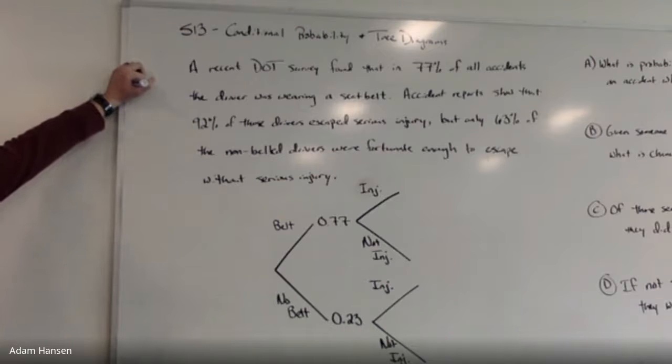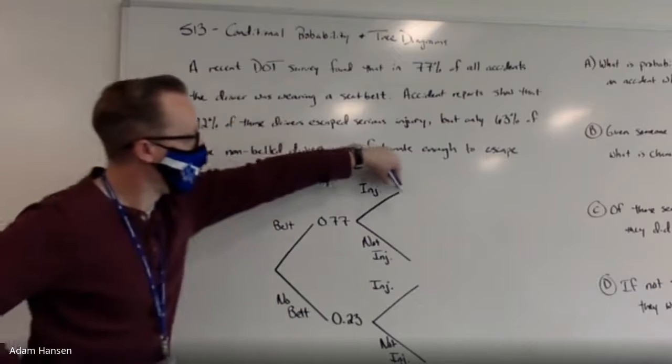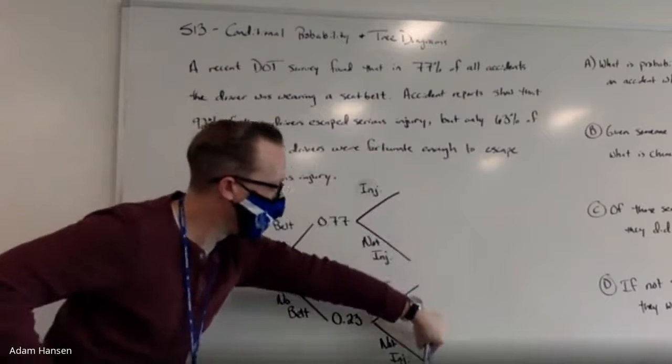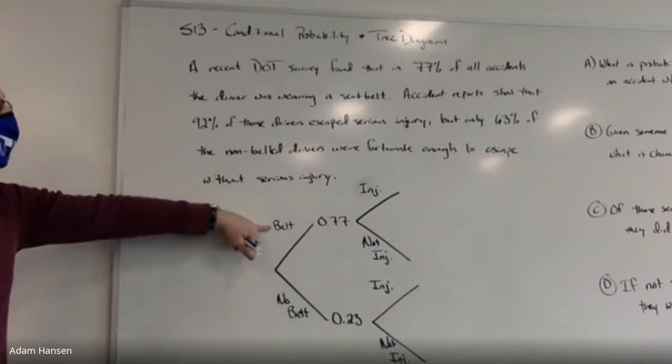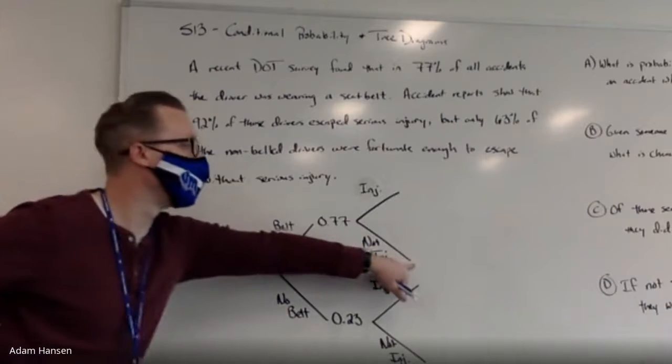Let's look at this second sentence to start filling in some more values for our tree diagram. Accident reports show that 92% of those drivers that were wearing a belt escaped serious injury. So where am I going to put that 92%? First place, second place, third place, or fourth place? Second. They were wearing a belt, and then they escaped serious injury, right? So wouldn't that kind of go right here?